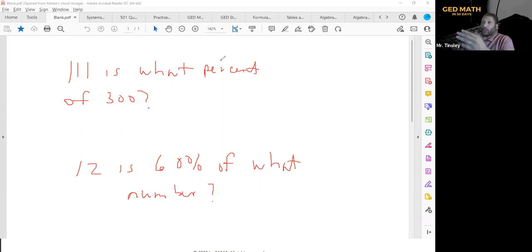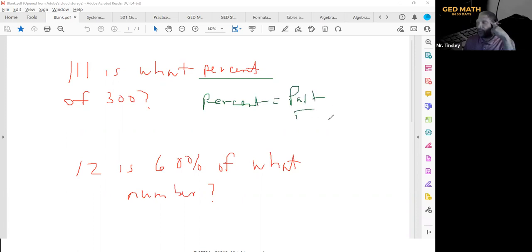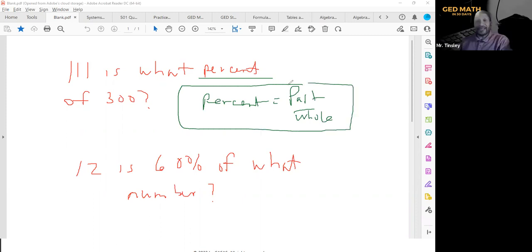So right here, when I look at this, they're asking for the percent. That's what the question is asking for. So my mind says, how do I find percent? Oh yeah, that's easy. Percent equals part over whole. You start with your formula first. That's how to identify 11 and 300.